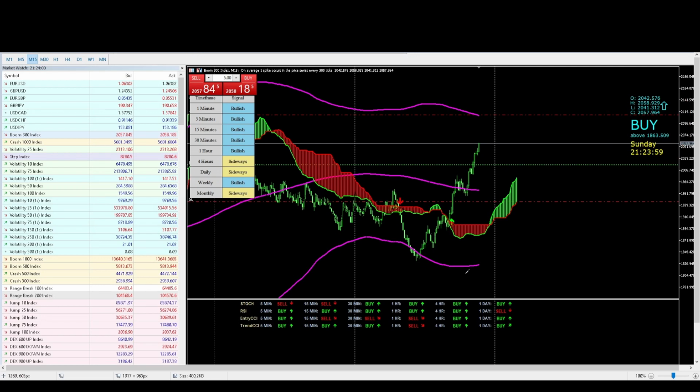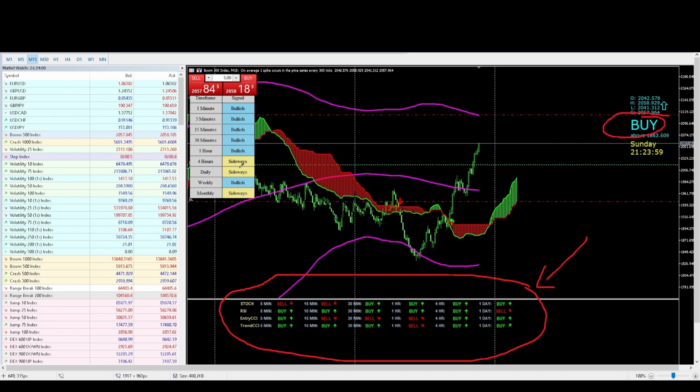Then this indicator here at the bottom is our momentum indicator. The purpose of this indicator is just to track how fast the market is moving. If you've got a buy trade in an uptrend, you want to see most of these indicators telling us to buy. That further solidifies our buy setup. So that's the purpose of this indicator at the bottom.